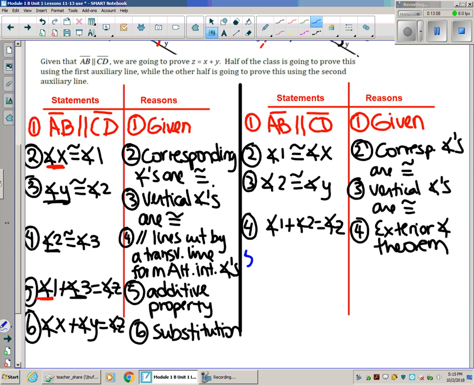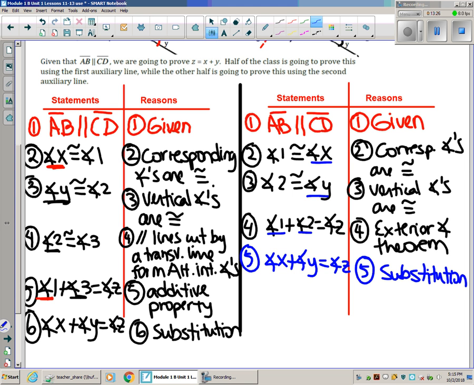So let's put that in blue. Angle 1 is actually called angle x as well, so angle x. So angle 2 could be called angle y. So angle x and angle y in fact are equal to angle z. And the reason is substitution.